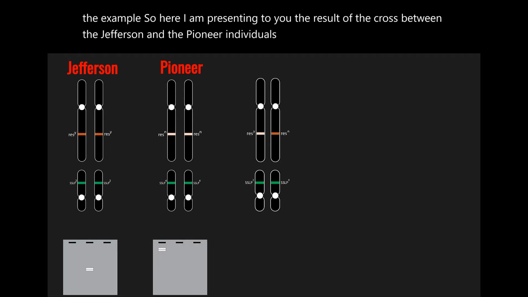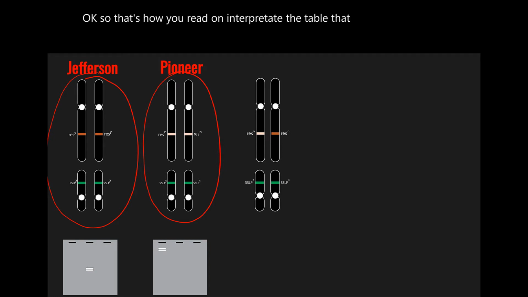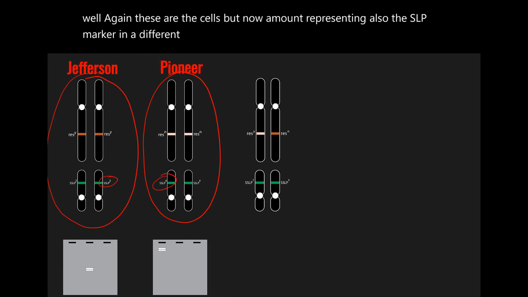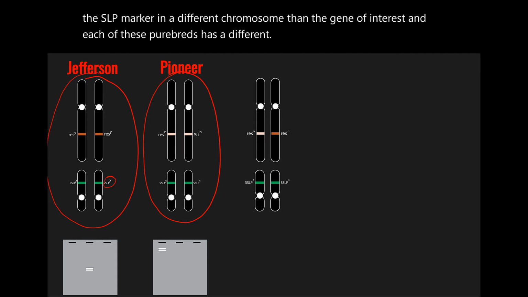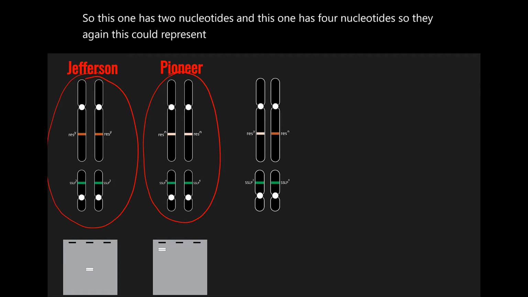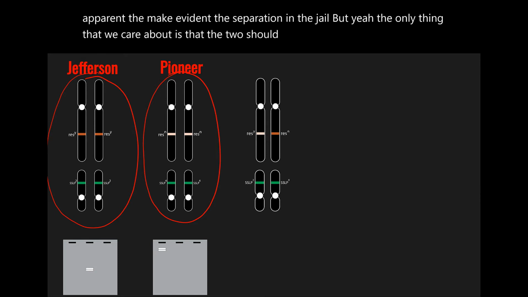And here I'm presenting to you as well, again, these are the cells, but now I'm representing also the SSLP marker in a different chromosome than the gene of interest. And each of these pure breeds has a different molecular marker. So this one has 2 nucleotides and this one has 4 nucleotides. Again, this could represent 200 nucleotides in order to make evident the separation in the gel. But the only thing that we care about is that the 2 should be lower than the 4.